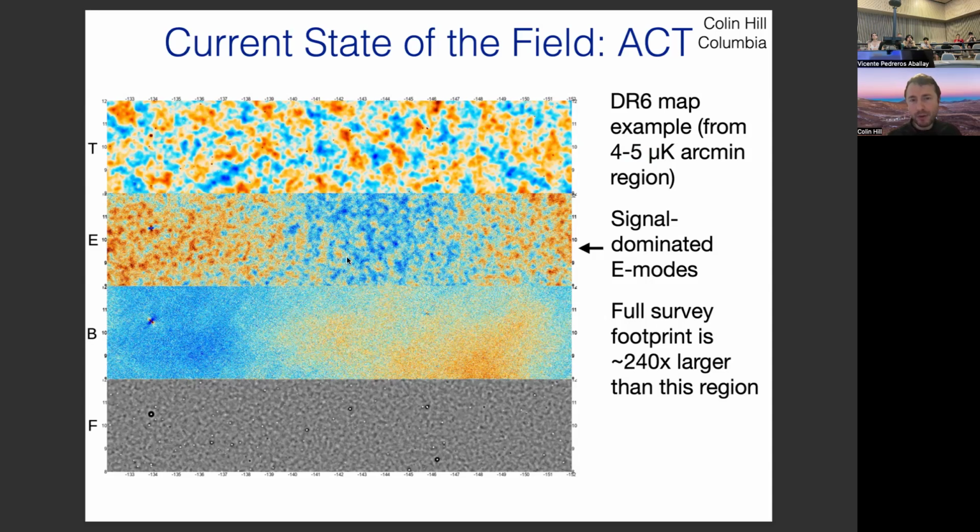So if I showed you an E mode map from Planck, it would just look like noise. You wouldn't be able to see any structure in that map, but you can see by eye here the pattern of hot and cold spots that are the actual CMB E modes. So this is, I would argue, the highest signal to noise E mode map that's been created to date. And the full survey footprint is about 250 times larger than this little slice that I'm showing you here. So it's an immensely powerful data set for constraining cosmology.